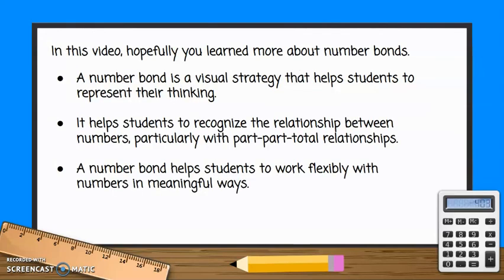In this video, hopefully you learned more about number bonds. A number bond is a visual strategy that helps students to represent their thinking. It helps students to recognize the relationship between numbers, particularly with part-total relationships. A number bond helps students to work flexibly with numbers in meaningful ways.